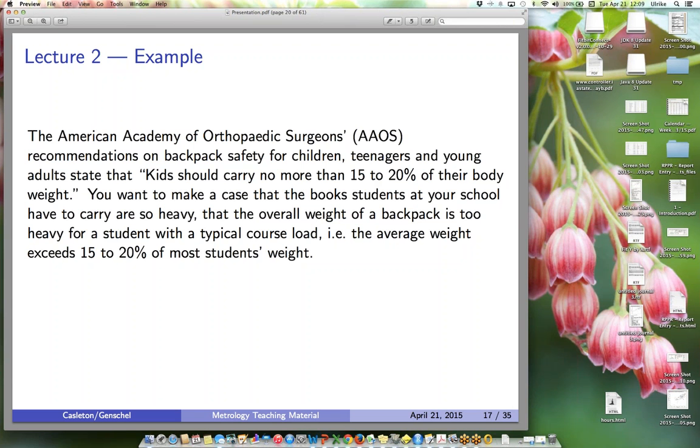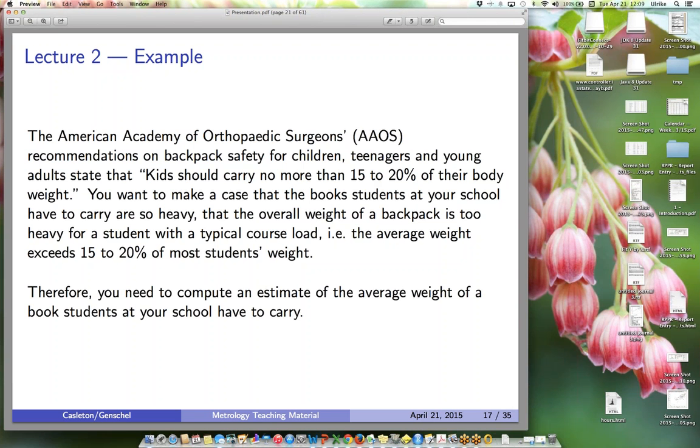And so similarly to what we did in Lecture 1, we have a motivating example that we're going to reference throughout the lecture notes and use to introduce and discuss the different concepts. And we give a little bit of background, and for this example, the main goal is actually to estimate the average weight of a textbook that students are required, let's say, to bring to school.